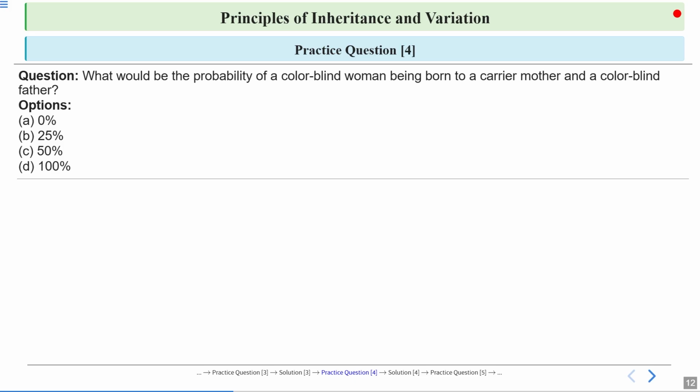Clear? So the daughter will be colorblind when she inherits both X chromosomes carrying the color blindness gene, because females, the daughters, the women, have a pair of X chromosomes, and this is a recessive disorder, which is observed only in the homozygous condition. So the daughter should inherit both X chromosomes having the color blindness gene. What is the probability that the daughter will be colorblind? The options are 0%, 25%, 50%, or 100%.